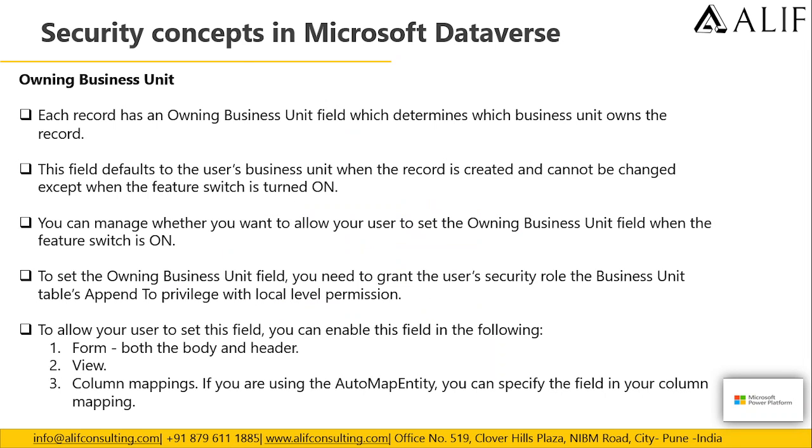Owning business unit. Each record has an owning business unit field which determines which business unit owns the record. This field defaults to the user's business unit when the record is created and cannot be changed except when the feature switch is turned on. You can manage whether you want to allow your user to set the owning business unit field when the feature switch is on. To set the owning business unit field, you need to grant the user's security role the business unit table's append to privilege with local level permission.